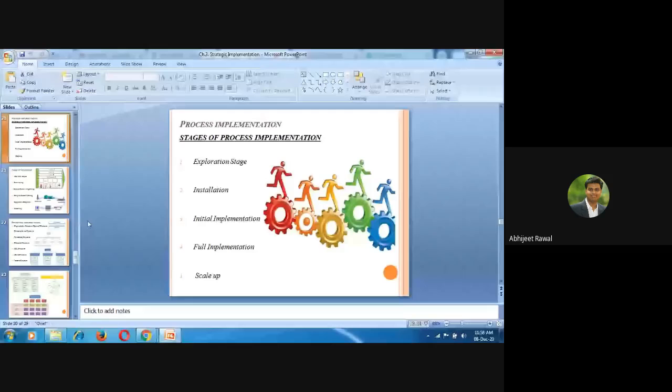Okay. So understood this part? Stages of process implementation.